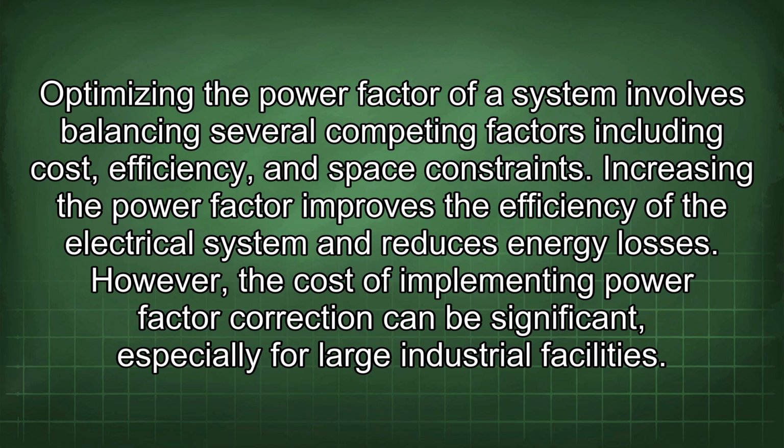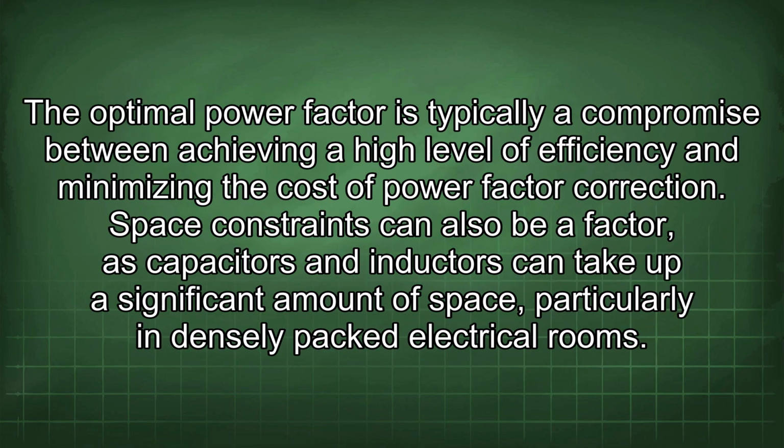Optimizing the power factor of a system involves balancing several competing factors including cost, efficiency, and space constraints. Increasing the power factor improves the efficiency of the electrical system and reduces energy losses. However, the cost of implementing power factor correction can be significant, especially for large industrial facilities. The optimal power factor is typically a compromise between achieving a high level of efficiency and minimizing the cost of power factor correction. Space constraints can also be a factor, as capacitors and inductors can take up a significant amount of space, particularly in densely packed electrical rooms.